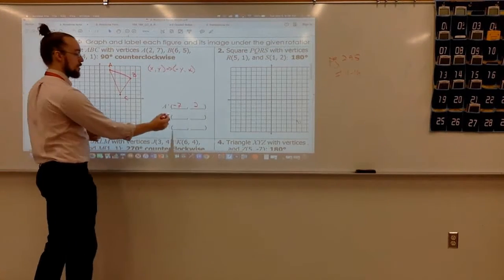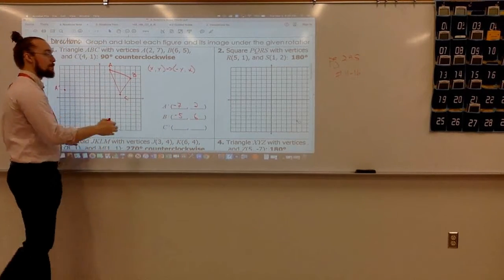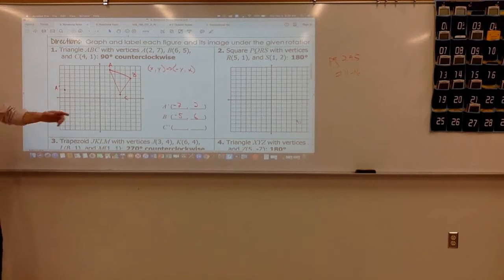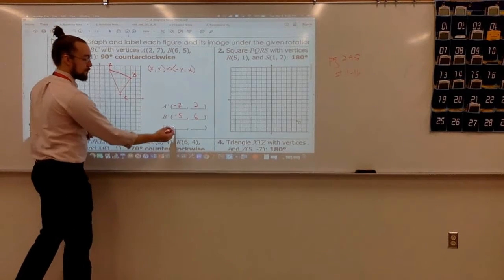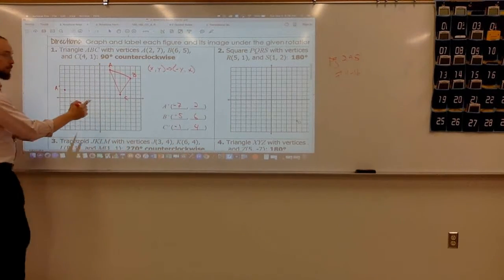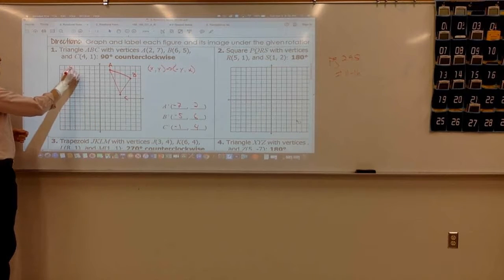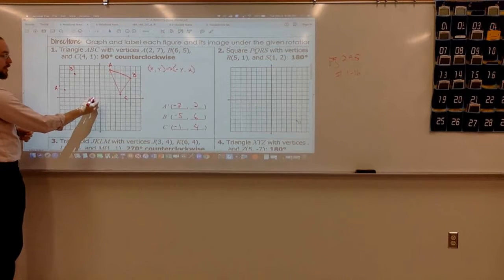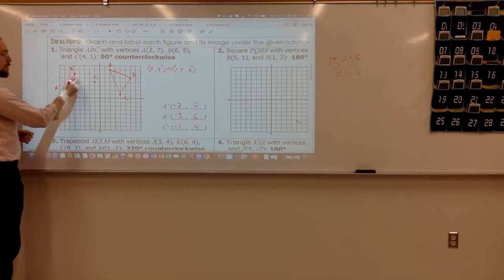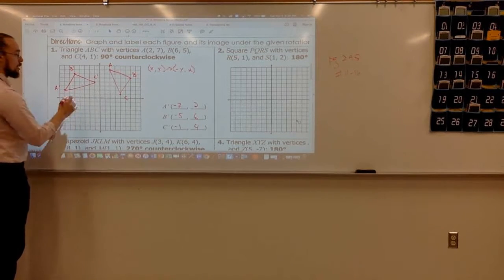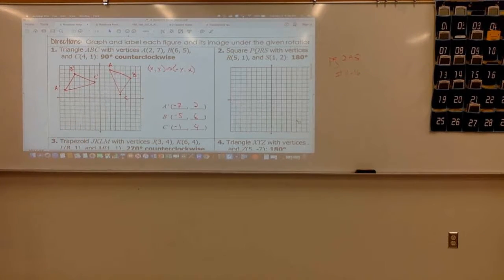Where is it? -5, 6. Right? I'm flipping those two coordinates and taking the opposite of my new X coordinate. And then C, -1, 4. Right, so let's plot those. So B prime at -5, 6. And C prime at -1, 4. Okay, so here is where my triangle will be after I rotated 90 degrees with respect to the origin.